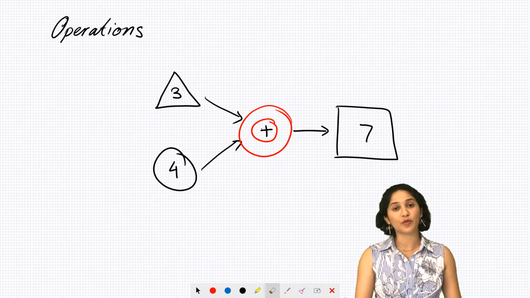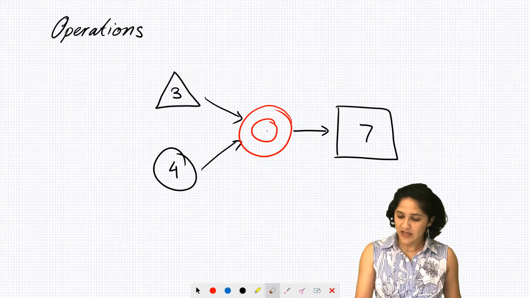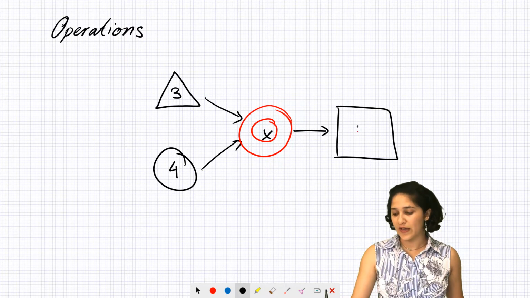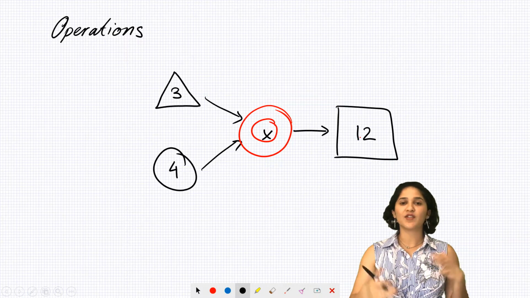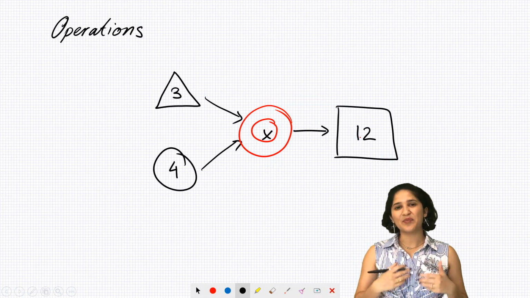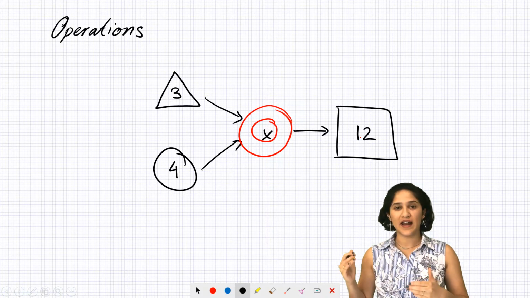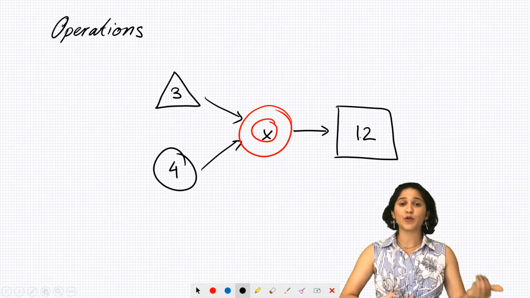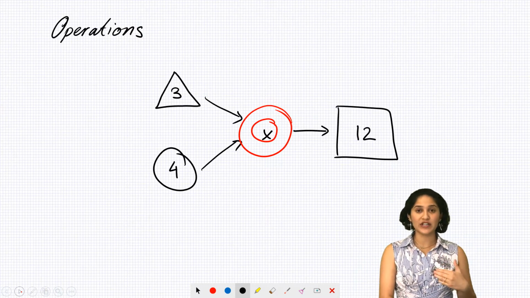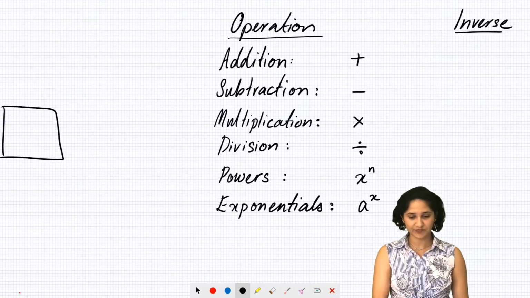Now, if we change the operation, the result also changes. So if I change that to multiplication as the operation, we know the answer is 12. So these are operations that we've been learning since we started learning maths. But now in algebra, we have to learn how to combine them and also reverse them. Okay, so that's where we come to operations and their inverses.